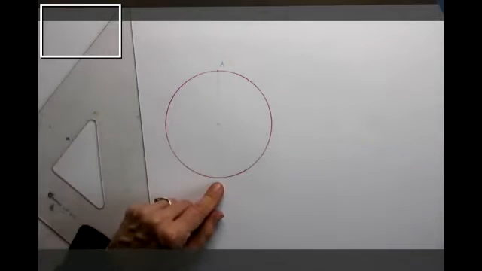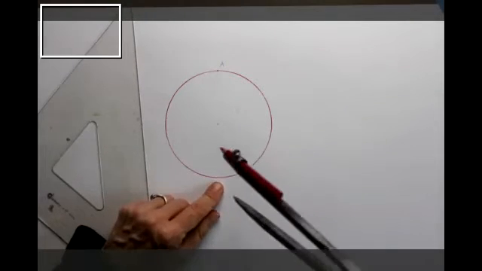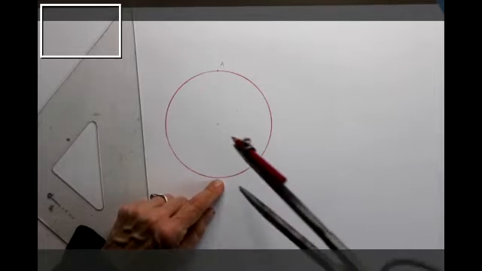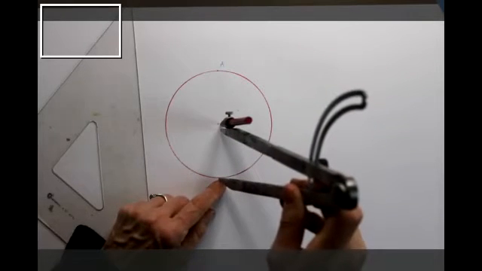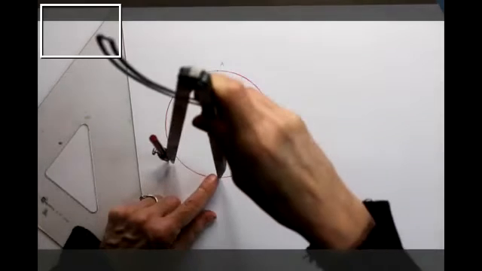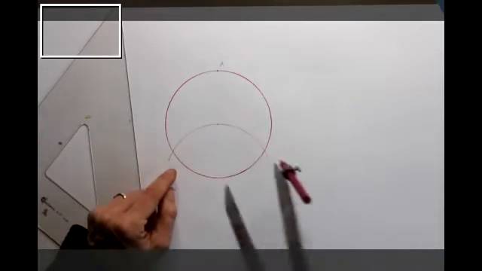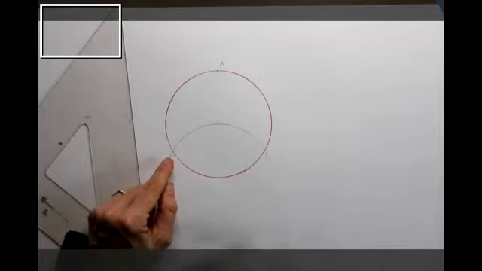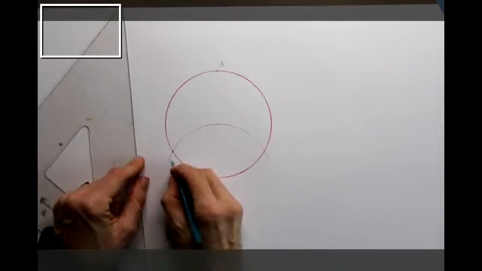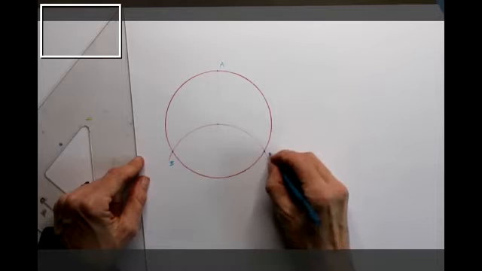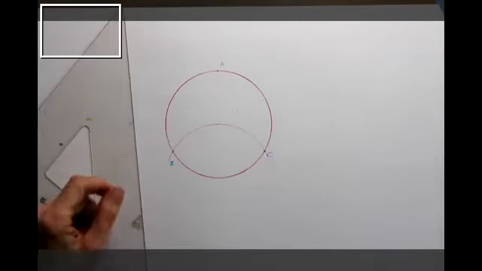We'll use this point at the bottom where the vertical line intersects the circumference of the circle to set our compass down. The radius is the same. I swing it in an arc. And now I have 2 points of intersection. That's B and C. My circle is divided into 3 even parts.